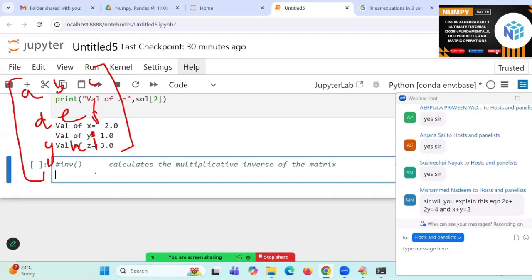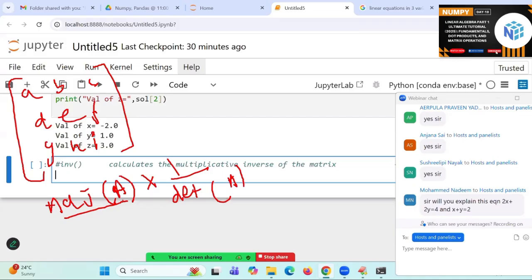Come on. Adjoint of, stand up. Even I don't know. If you say, I will listen. Adjoint of A times 1 by determinant of A. A means matrix. What is the adjoint of A? Don't know.